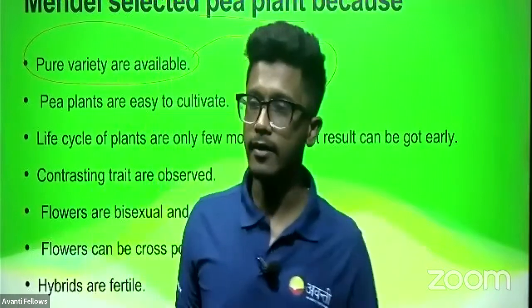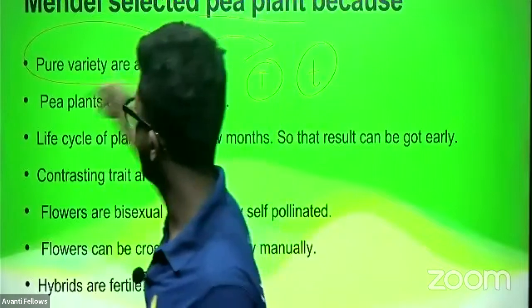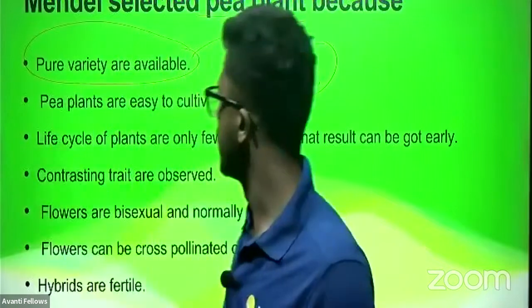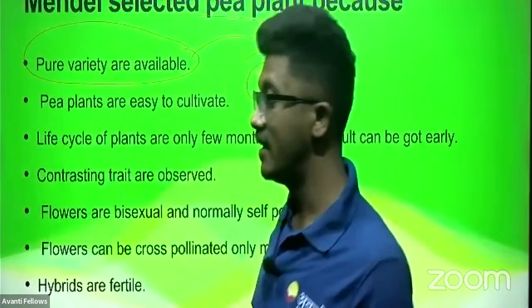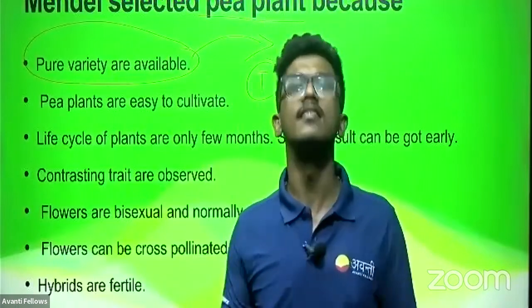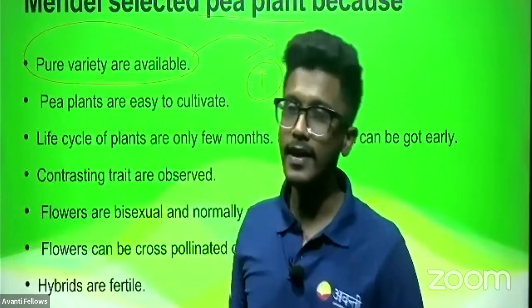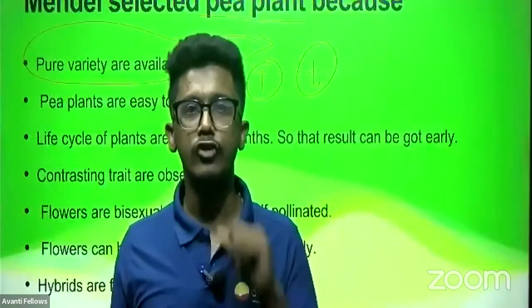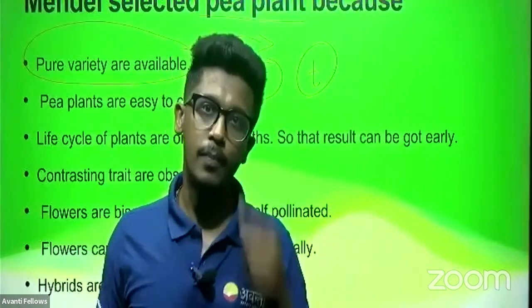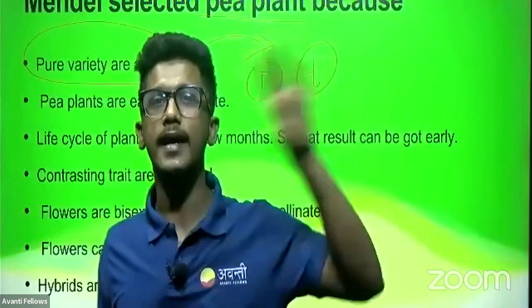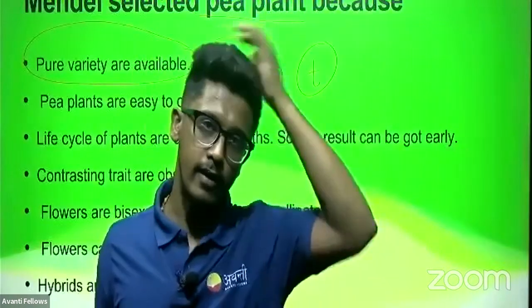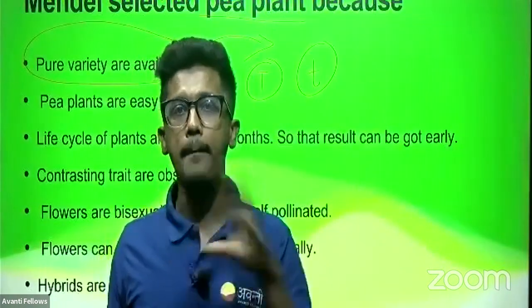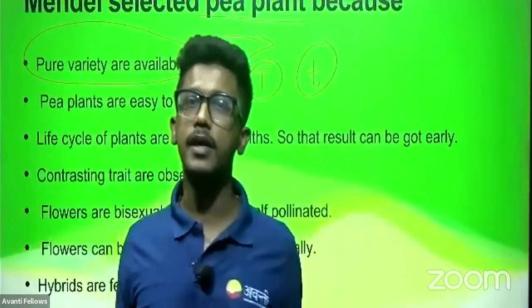So one thing is we can go for pure varieties in the pea plant. The second thing is that pea plants are easy to cultivate. What is the easiness of cultivation? One thing is its lifespan has to be very short. If the lifespan of an organism is over a decade, let's say 10 years or 5 years, what would happen? How would it affect the experimentation?